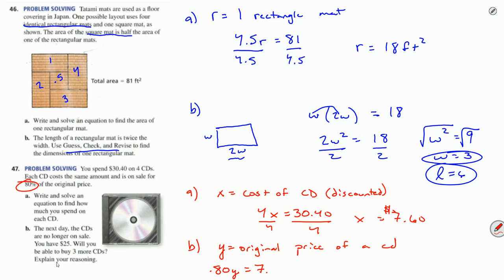that should end up at $7.60. From there, if we divide by 0.80 and divide by 0.80, 7.60 divided by 0.80, our Y will equal 9.5 or $9.50. So then if we take $9.50 and times it by 3, because we want to buy 3 CDs, we would need $28.50.